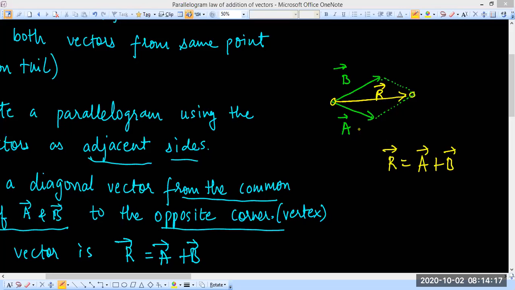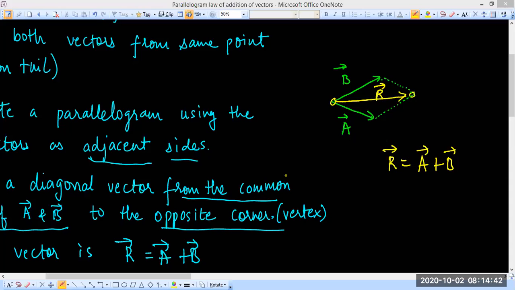Why do we need one more law to add? We already have one triangle law to add. Why don't we just do it like that? Well, actually both laws are the same. Let me tell you that. Both the laws are the same and they give the same result. Let's see why whatever we have done here is correct.